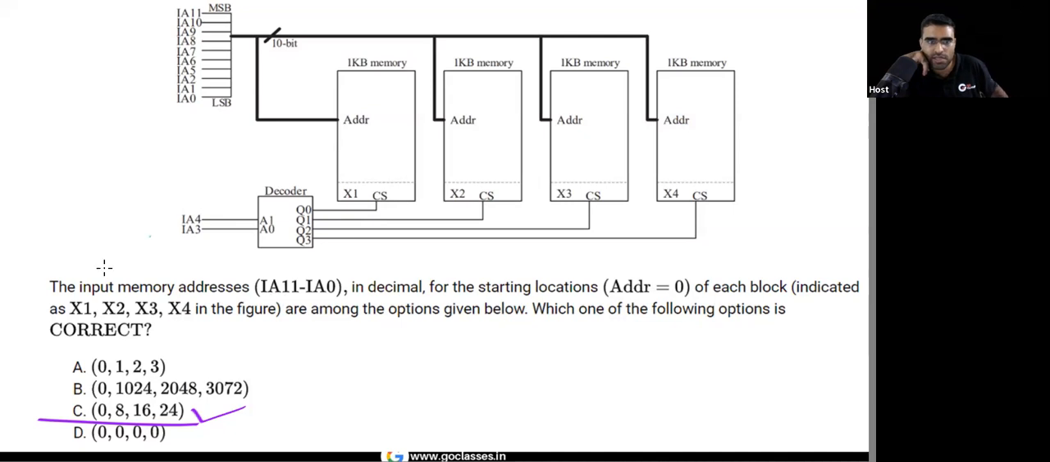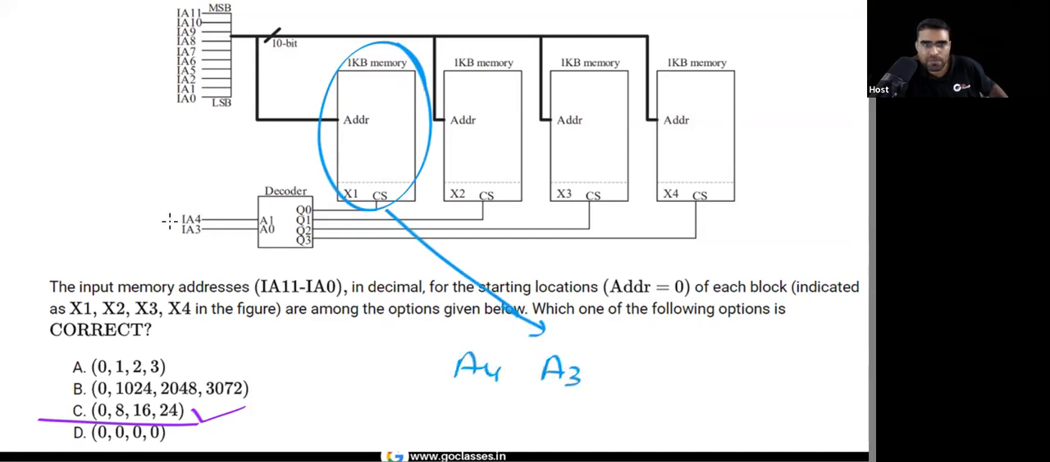Notice, what is X1? X1 is the starting address of this memory module. In this memory module, what is the starting memory address? If you want to access this memory module, then what should A4, A3 be? Just tell me quickly. If I want to access this memory module, I need this Q0. Yes or no?